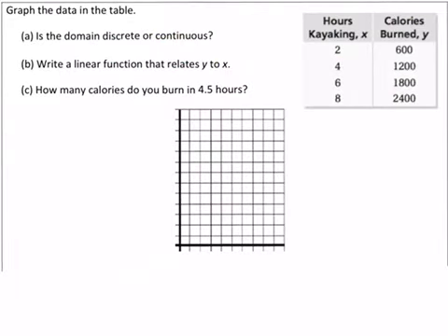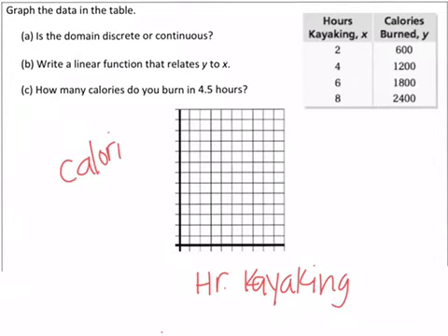All right, now we're going to put this into a real world problem, and we're going to talk about the hours of kayaking versus the calories burned. Now let's look at what it's telling us to do. First, it's saying to graph the data in the table. So we have hours kayaking as our x value, and then we have to label our y values, which is the calories burned.